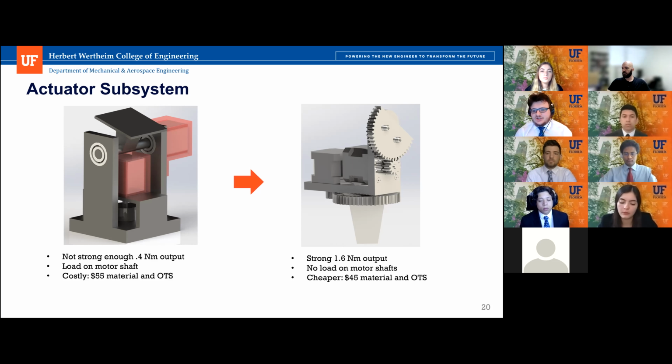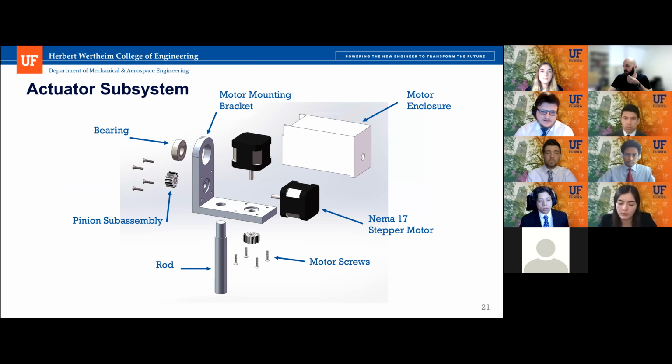On the right, we managed to actually decrease that by $10, despite having more screws, more gears, and a more solid bracket. We can move on to the next slide. So this is basically the assembly of it. You can see we have the 2 standard NEMA 17 stepper motors that actuate both the elevation and azimuth changes, and they are enclosed by the motor enclosure in order to make sure that we do not expose it to the outside environment, and we can actually wash it without damaging the electronics.